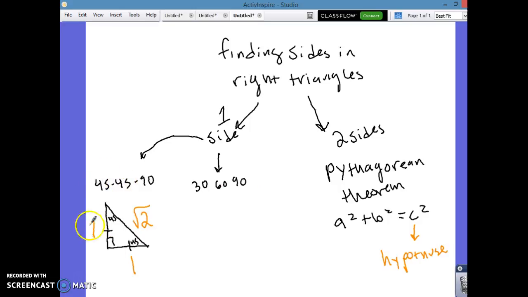Every 45, 45, 90 triangle is a model off of this one. It's either being expanded to that size or it's being shrunken down. Remember we talked about reductions, or enhancing something, like a dilation. Every 45, 45, 90 will match up with this. The 30, 60, 90 is a little bit more difficult because we have three different sides we have to look at.